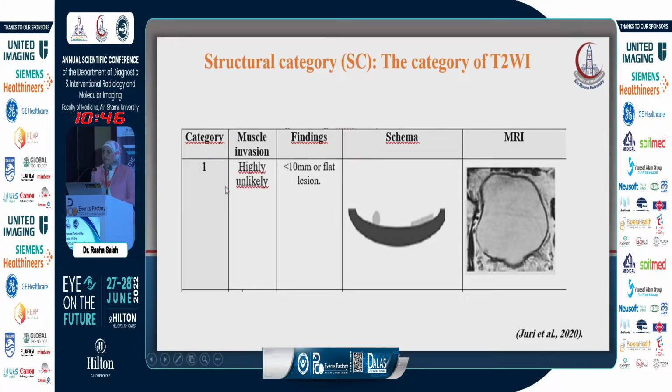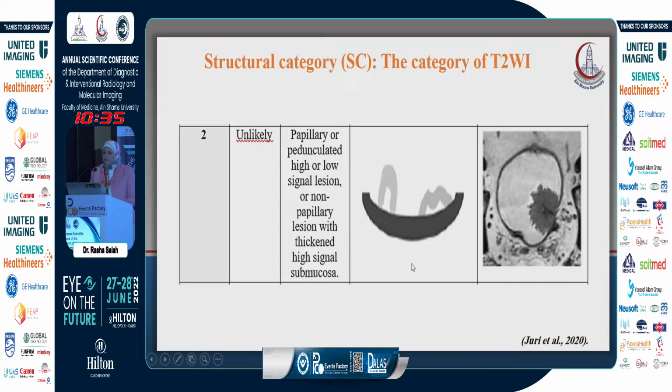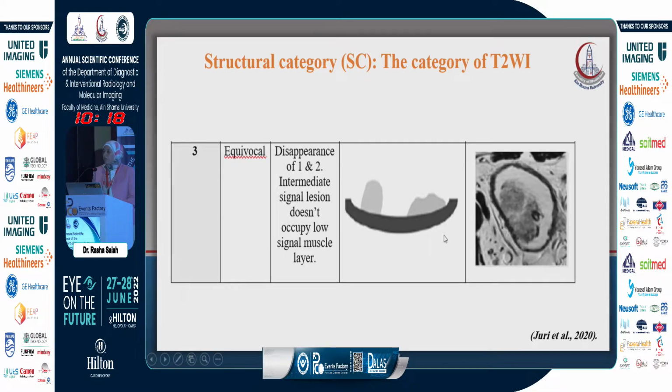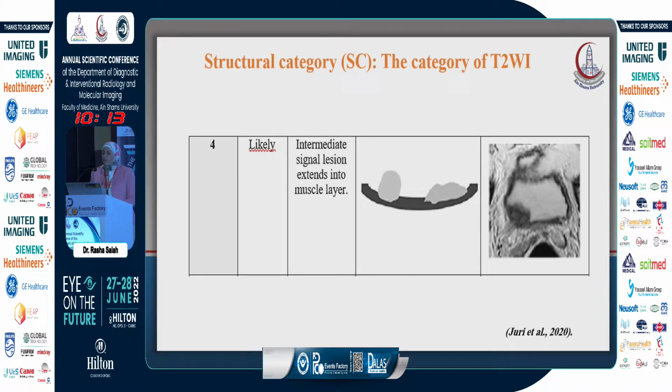Structure category 1, where there is a lesion less than 10 millimeter, or it appears as a flat lesion like here. If we see such a small lesion on the T2, it takes a category 1. Category 2, where there is a papillary lesion and we can see a stalk, or we can see that the lesion is not a papillary lesion, but there is a hyper-intense submucosal part of the lesion separating it from the muscle. While category 3 is the lack of the presence of category 1 or 2. Category 4, where there is an intermediate risk for that the lesion is invading the muscle layer, as we can see here.